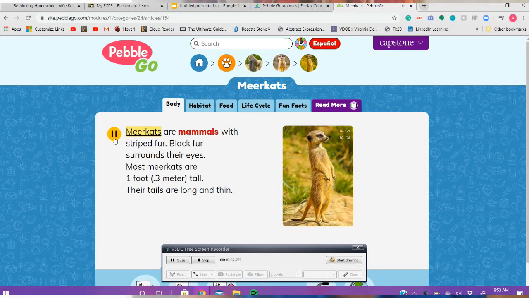Okay, under body it says, meerkats are mammals with striped fur. Black fur surrounds their eyes. Most meerkats are 1 foot or 0.3 meter tall. Their tails are long and thin. Okay, let's go back to our question. How big can they grow? Well, it says most meerkats are 1 foot or 0.3 meter tall. So they grow to be about 1 foot or 0.3 meter tall. So let's go ahead and type that out.